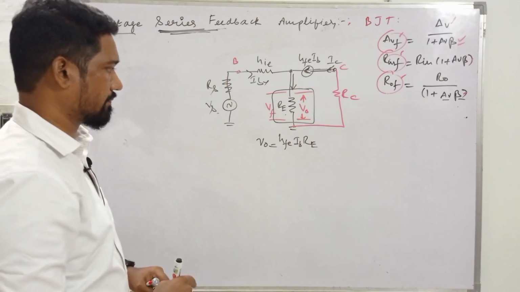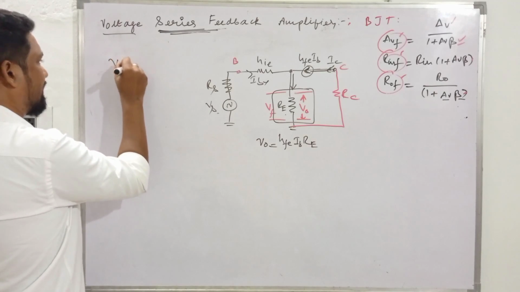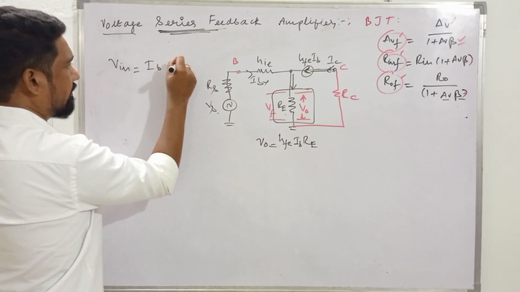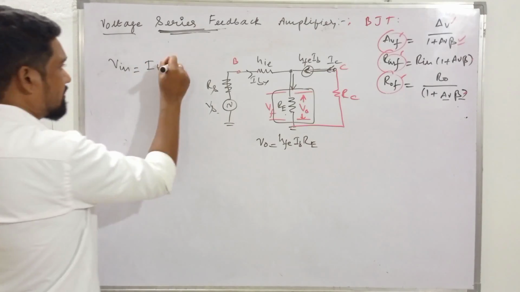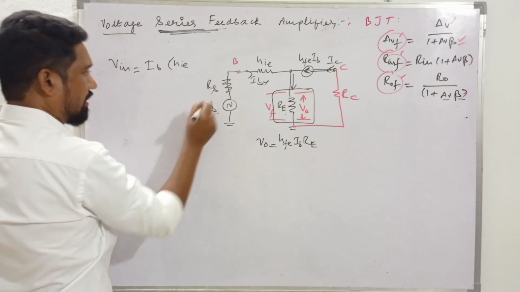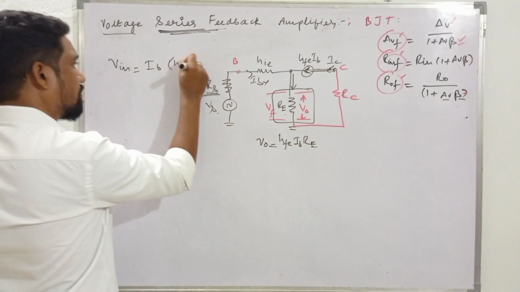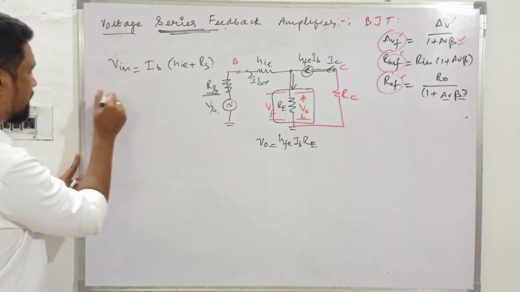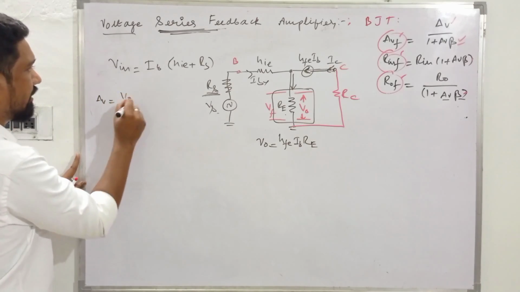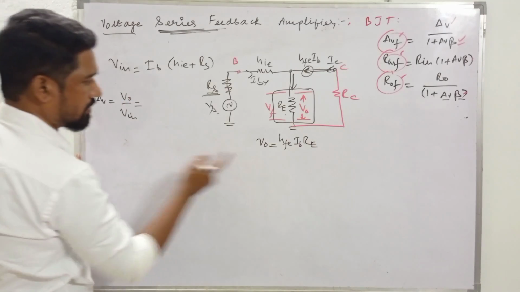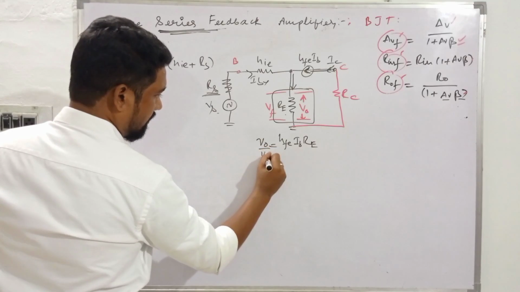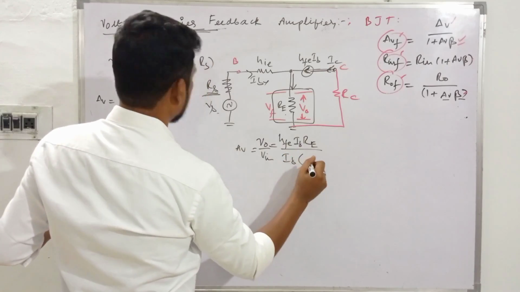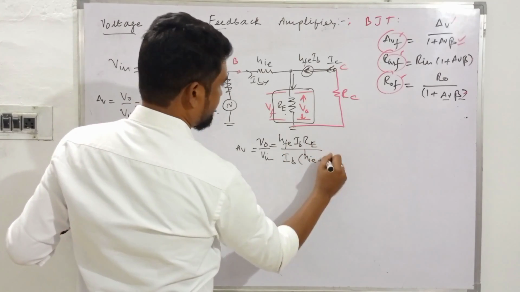Now what is Vn? Vn is the input current IB multiplied with the input resistance HIE. But this also adds some significance, so plus RS, since it's in series. That's for Vn. Now the ratio AV, which is V naught by Vn, is equal to what? V naught is HFE IB RE, and Vn is IB into HIE plus RS.